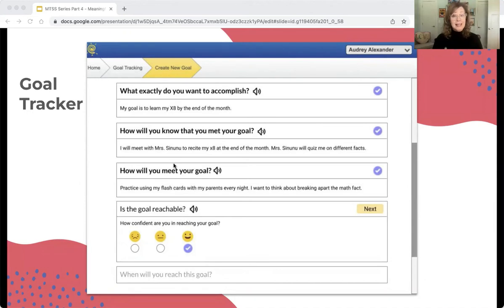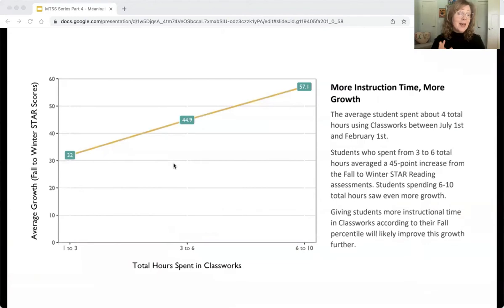For the greatest impact, have students set goals using the Classworks goal tracker that you see right here. The SMART goal framework helps build student ownership of their learning. It ensures fidelity of the intervention and ultimately impacts student outcomes. Because the bottom line is Classworks works.